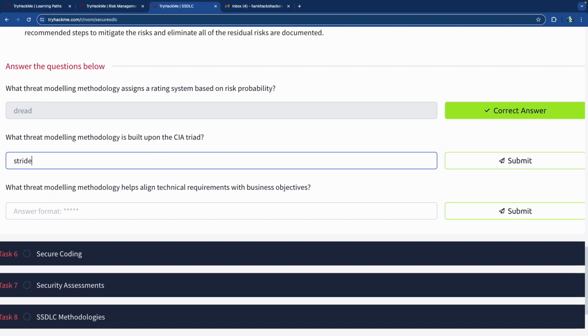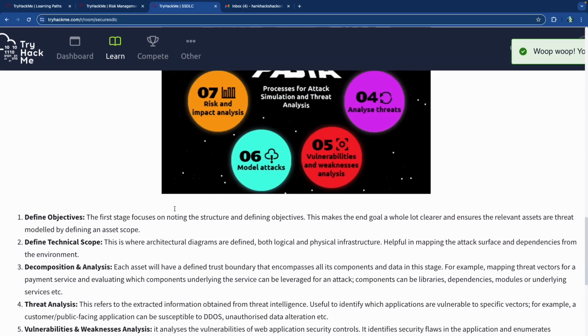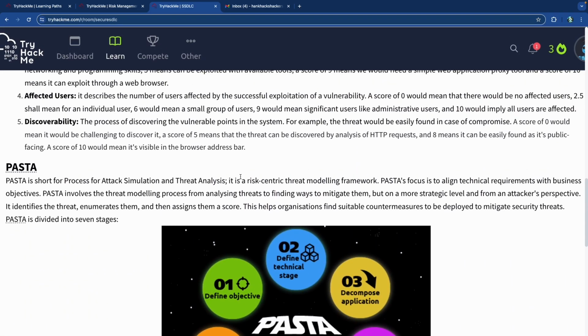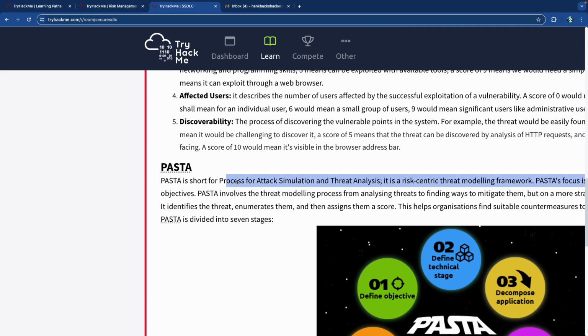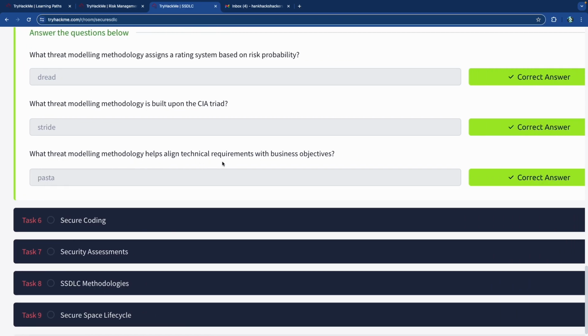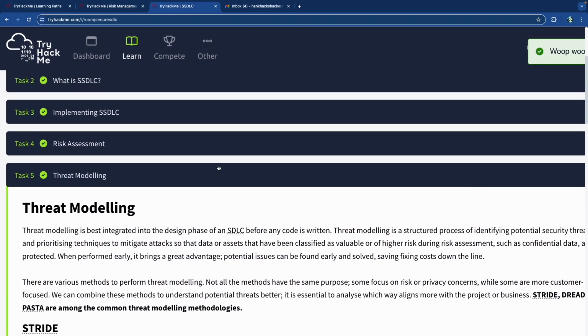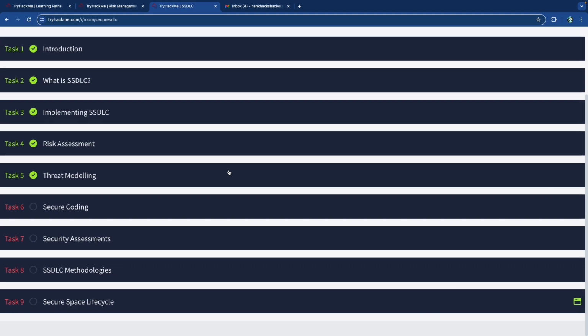Oops, there we go. And then, what threat modeling methodology helps align technical requirements with the business objectives? This is the one, I believe: aligning technical requirements with business objectives is PASTA's goal right here. So PASTA. Every time I do this, I really crave pasta because I just keep saying pasta. So there we go. That was our threat modeling.